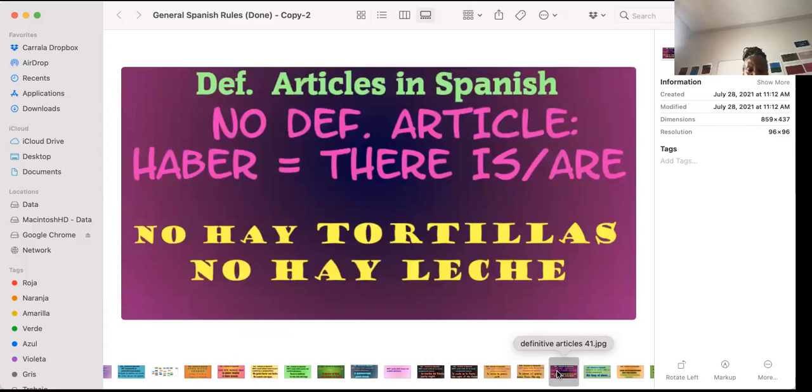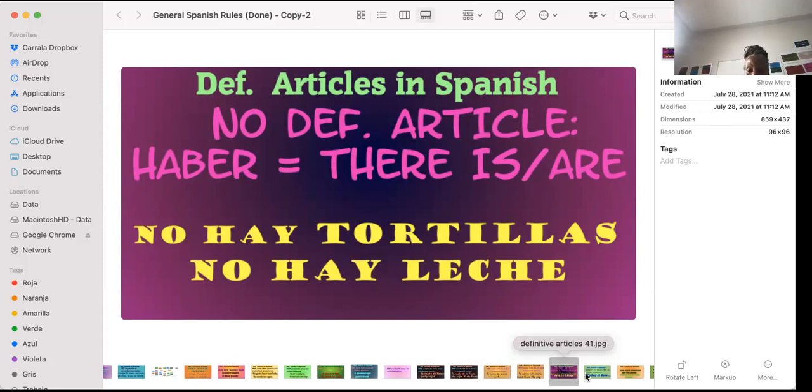Okay, here we go. No definite article. Now here is a difference. Haber, when haber means there is or there are, you don't use an article. No hay tortillas, there aren't any tortillas. No hay leche, there's no milk. When haber means there is or there are.